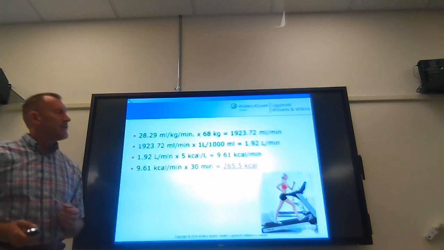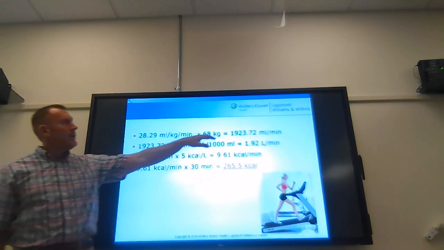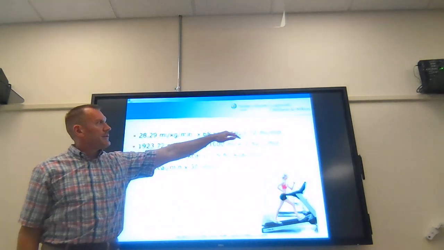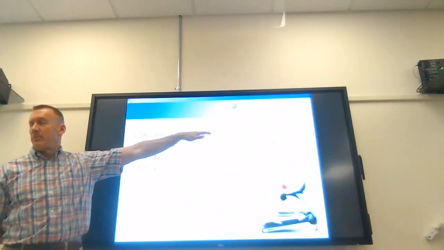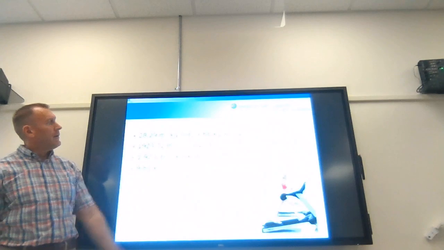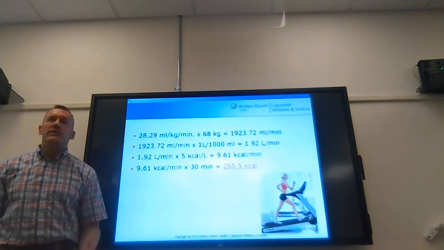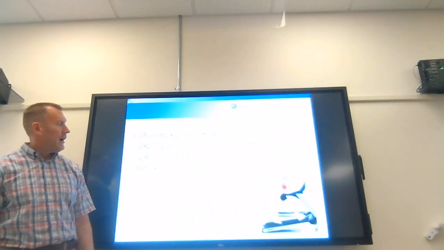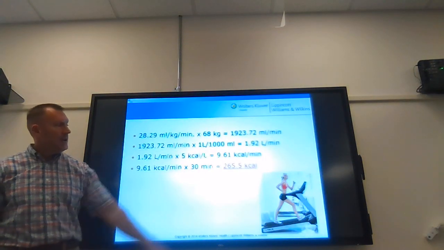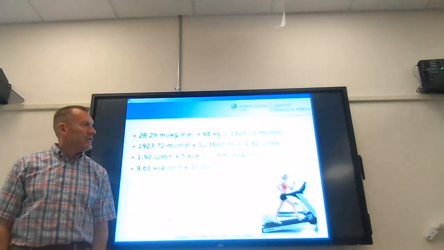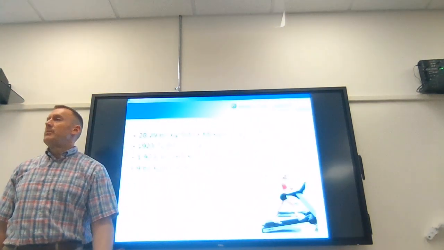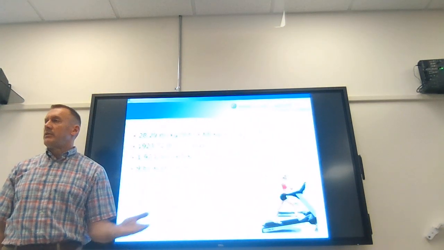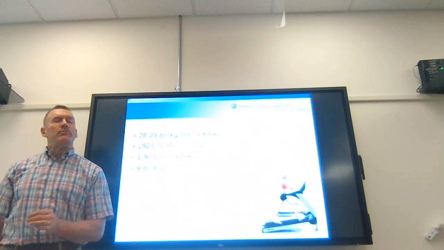Okay, so there's the rest of it right there. There's your milliliters, multiplied by the body mass. Convert that to liters, move the decimal place to the left 3, multiply by 5, multiply by the time, 265. How many calories did we expend with the other one, 3.0 and 10%?